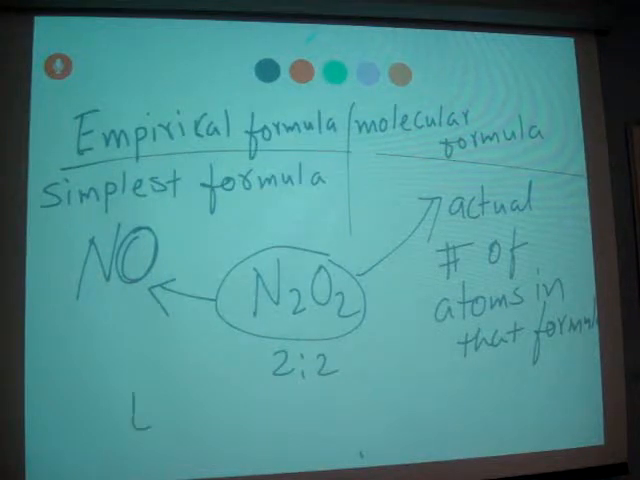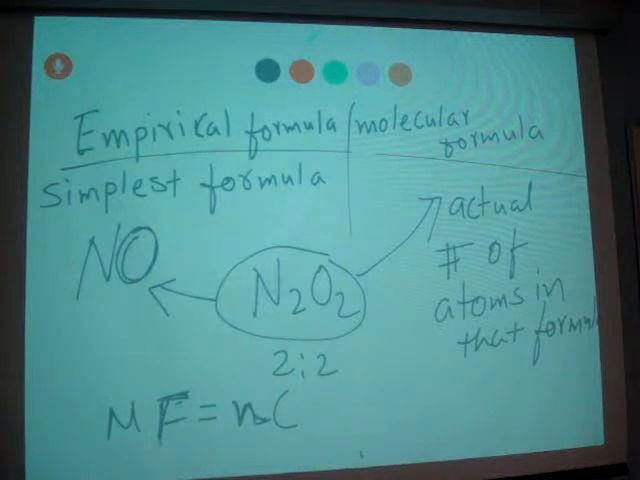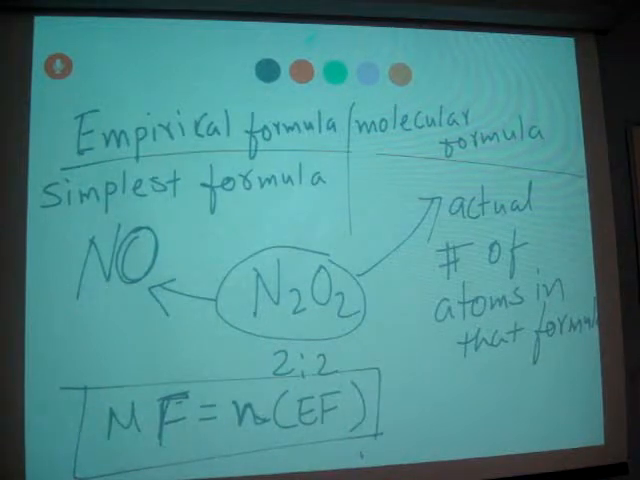So when we write empirical formula, we have to multiply N. N is a mole ratio. No, that's not empirical formula. Molecular formula equals mole ratio times empirical formula. That's the relationship between them, right?